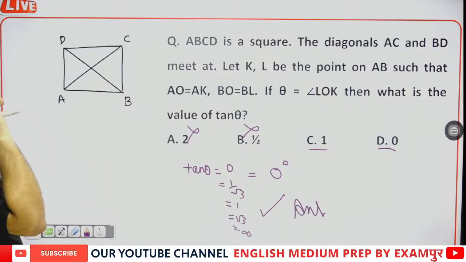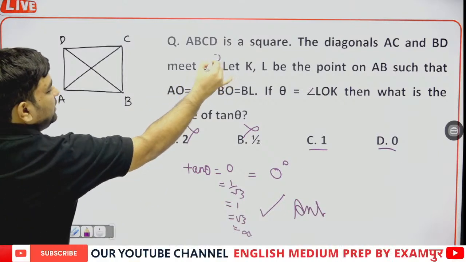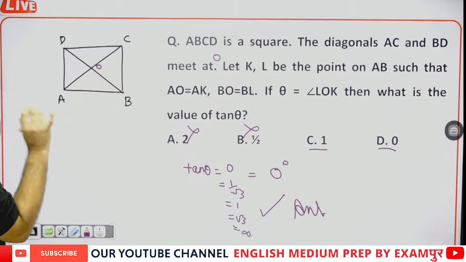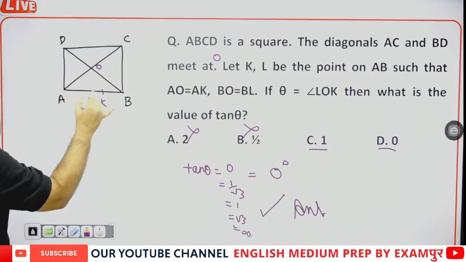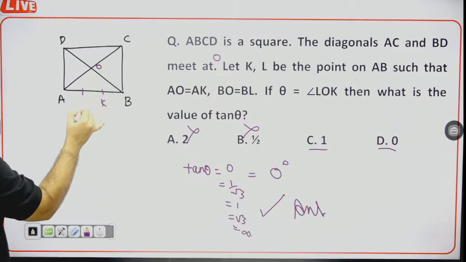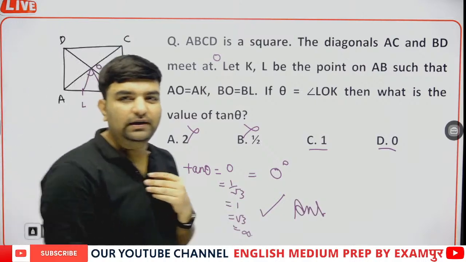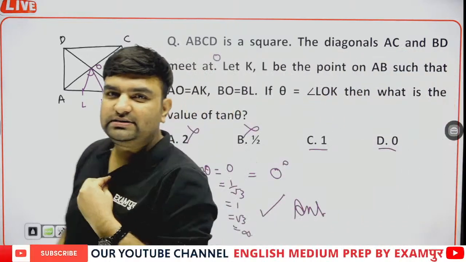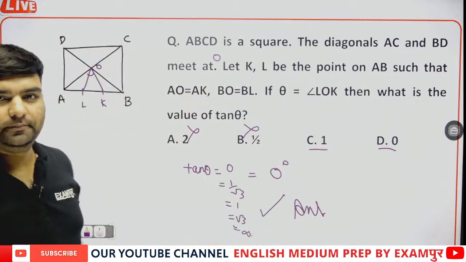Diagonals are angle bisectors as well. K is the point such that AO is equal to AK. And L is the point such that BO is equal to BL. Angle LOK is definitely greater than 0. So the only possible answer is 1.